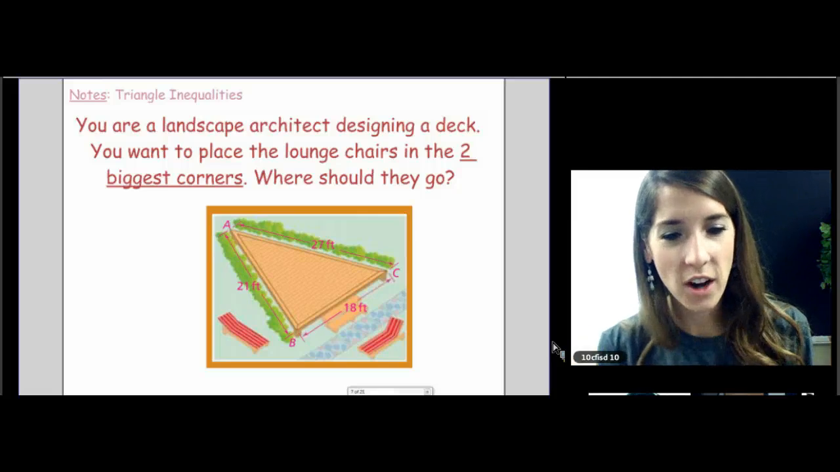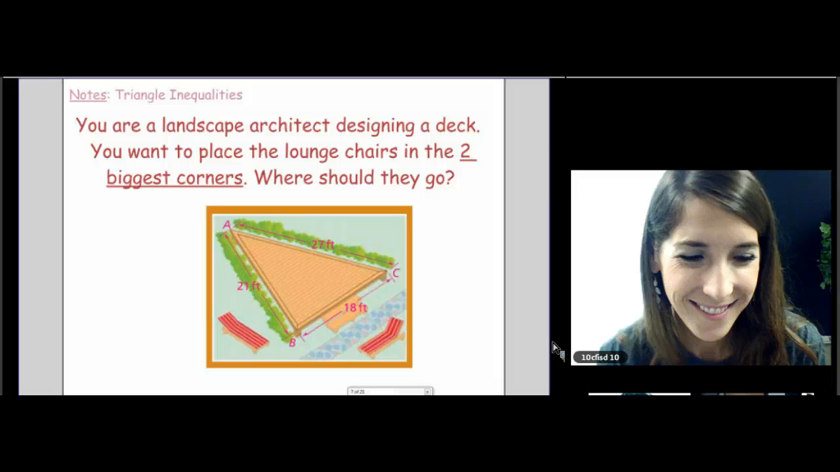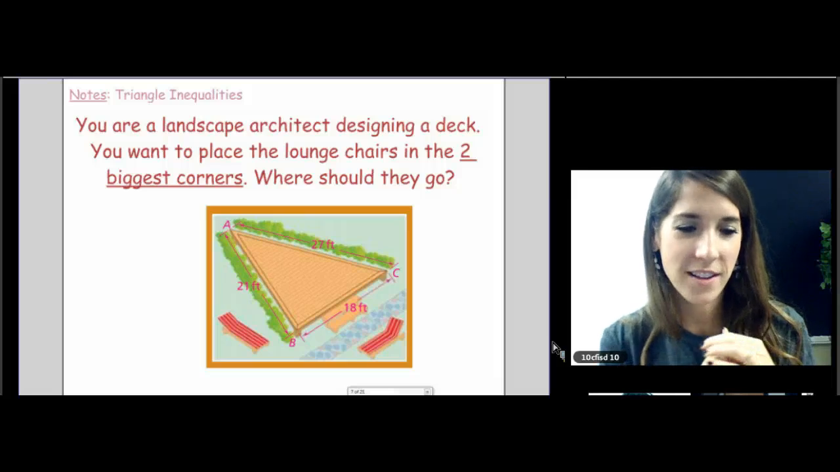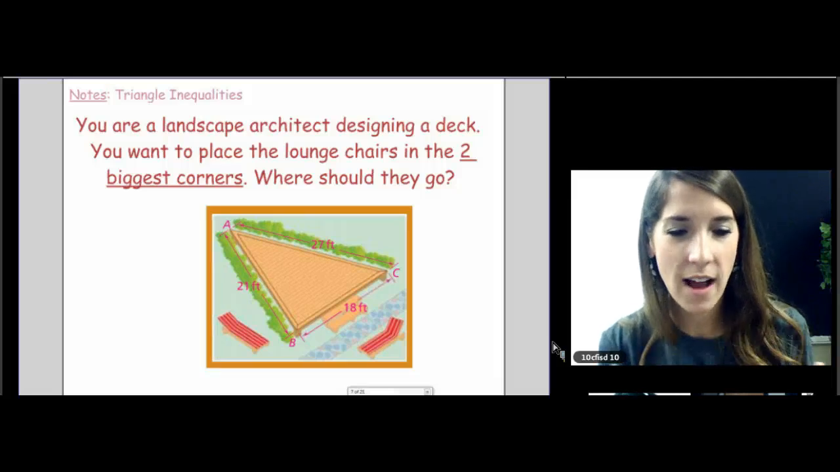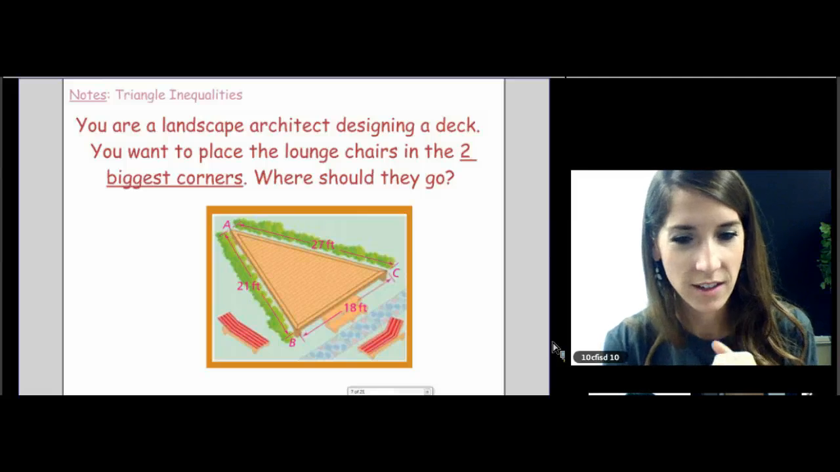So which two are the largest corners? No, we don't have a life-size protractor, Rishi. Yes, you could put even a tiny one in the corner, but we're not going to do that. We don't have a protractor with us. I don't think landscape architects carry protractors around.